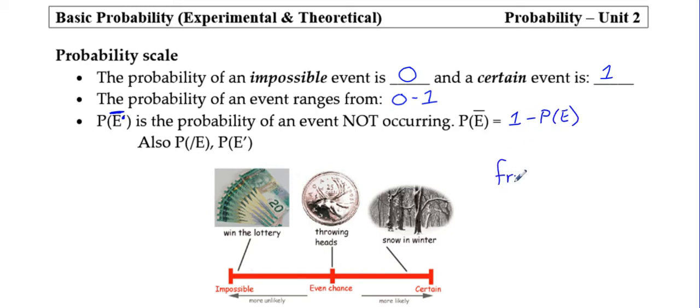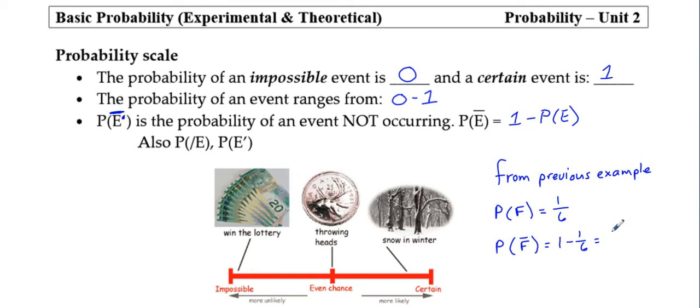So from our previous example, the probability of rolling a 4 was 1 over 6. So the probability of not rolling a 4 is 1 minus 1 over 6, which is 5 over 6. So that's the way that works.